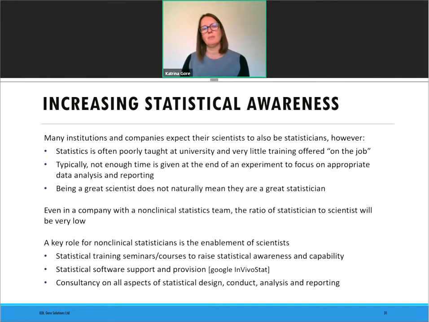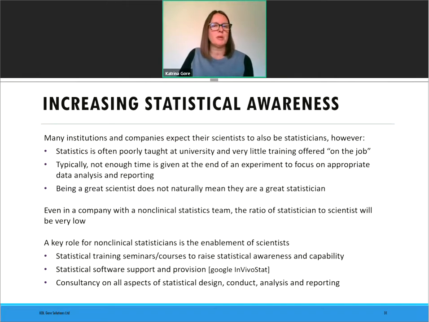So a key role that I see for us non-clinical statisticians is the enablement of scientists. It's running statistical training seminars and courses to raise the basic stats awareness of an organisation and individuals. It is thinking about statistical software support and provision. I would highly recommend you Google a piece of software called InVivoStat, even if you are an in vitro scientist performing comparative experiments and basic statistics. Look at InVivoStat and look at the Design and Analysis of Experiments book that goes with it. It's created by a statistician in GSK and a programmer within Huntingdon Life Sciences here in the UK.